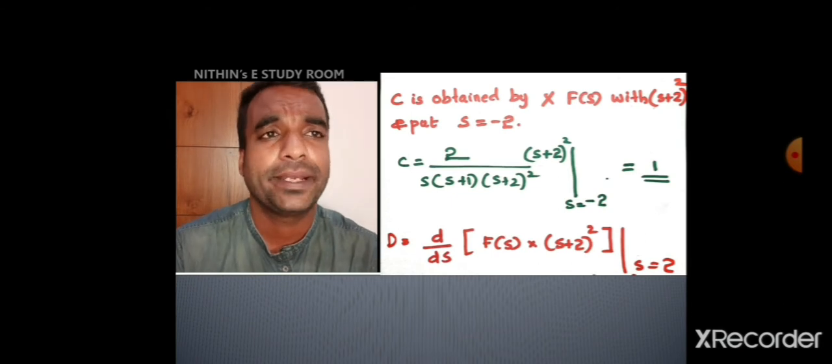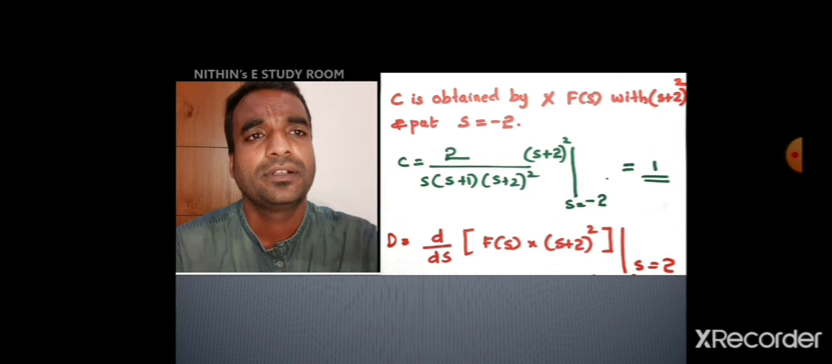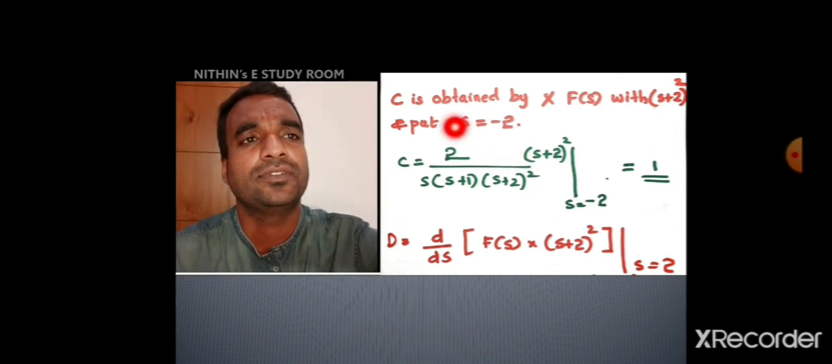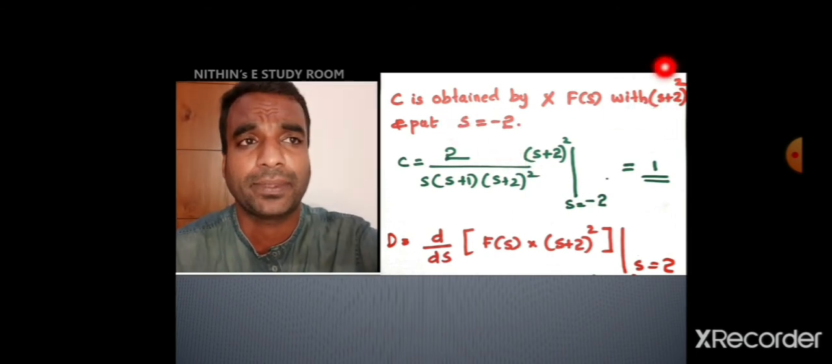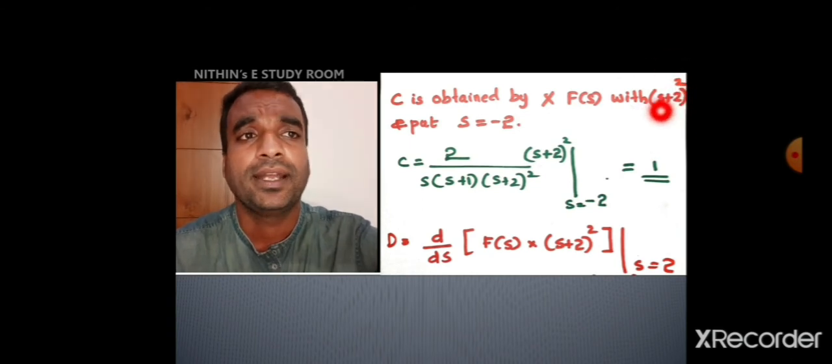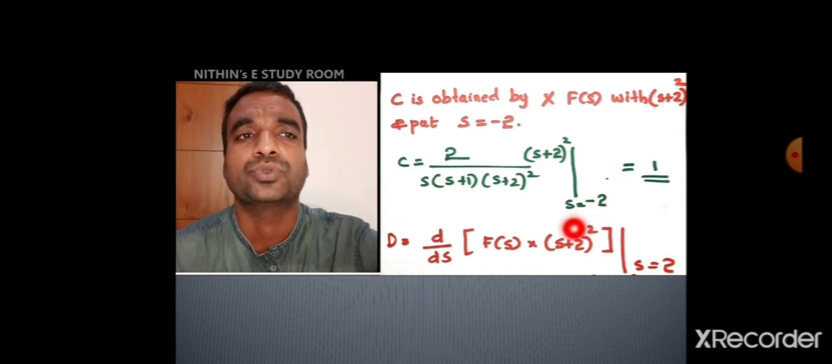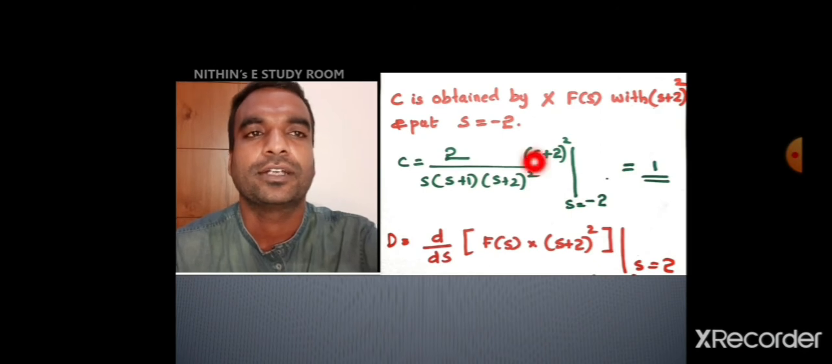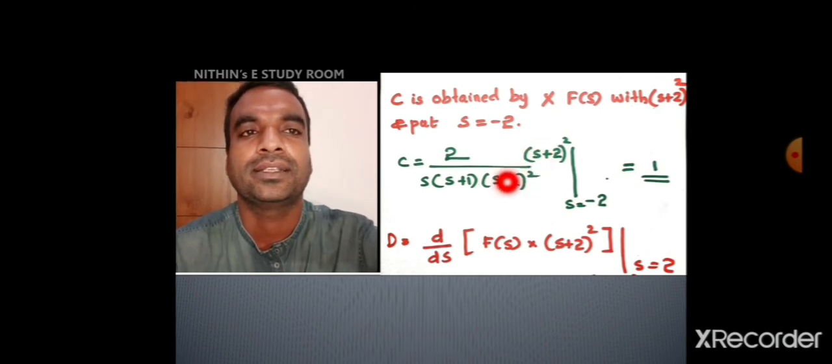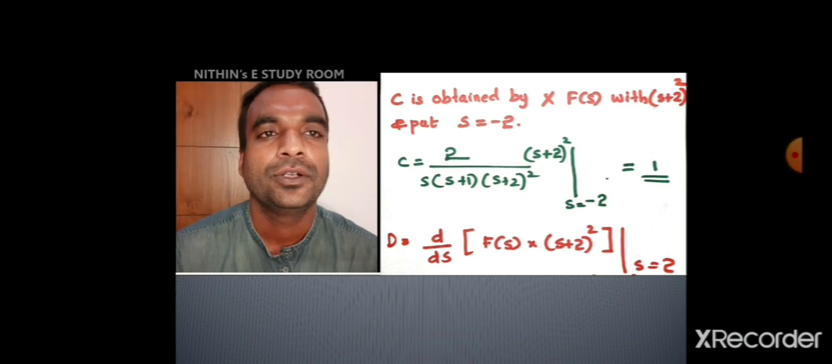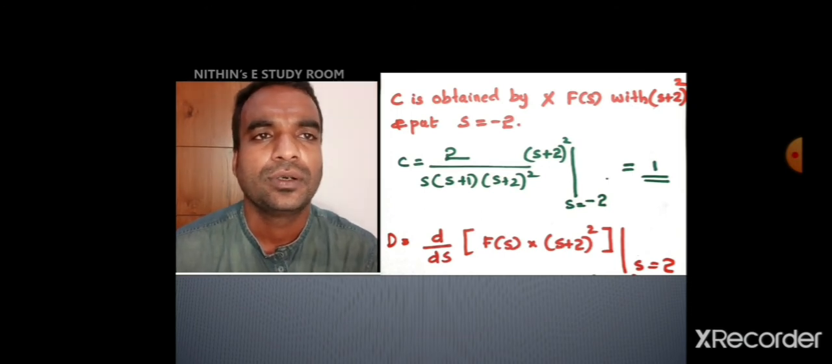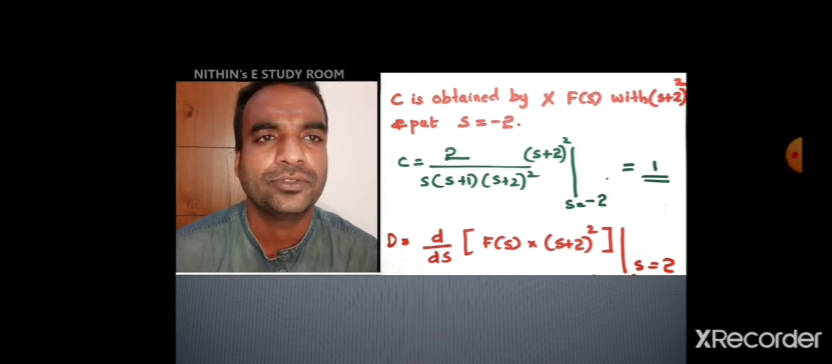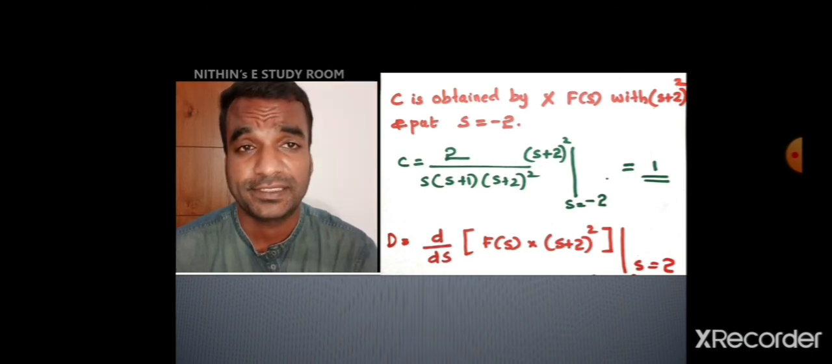And c is obtained by cross multiplying with s plus 2 square and putting s is equal to minus 2. The same step. Here the denominator of c was s plus 2 square. That's why we are multiplying the total equation with s plus 2 square. From this we know s plus 2 is equal to 0, s is equal to minus 2. So put s is equal to minus 2. Here s plus 2 square and s plus 2 square will get cancelled. It is 2 by s into s plus 1. As s is equal to minus 2, put that in 2 by s into s plus 1, you will get 1. C is 1.